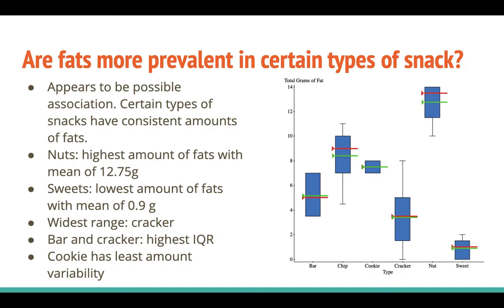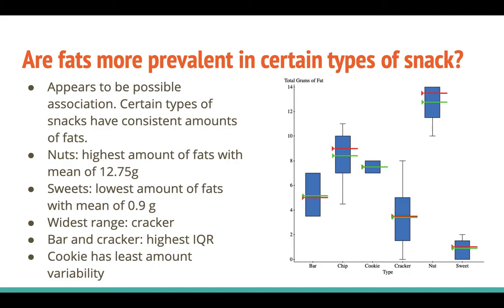The next graphical display shows how fats are more prevalent in certain types of snacks. For this we did a box plot, and there appears to be a possible association between fats and certain types of snack. Certain types of snacks have a consistent amount of fats. Nuts have the highest amount of fats with a mean of 12.75 grams, and sweets have the lowest amount of fats with a mean of 0.9 gram.